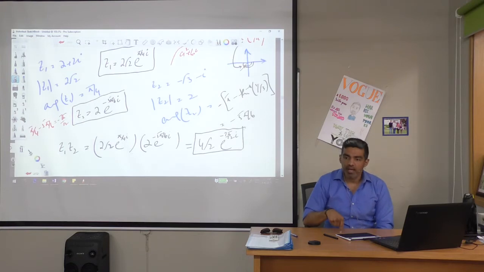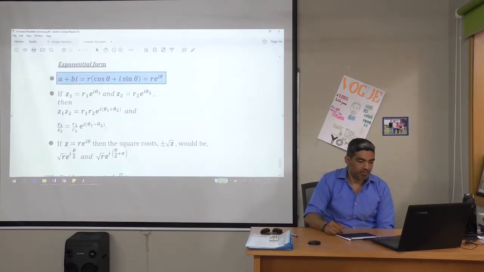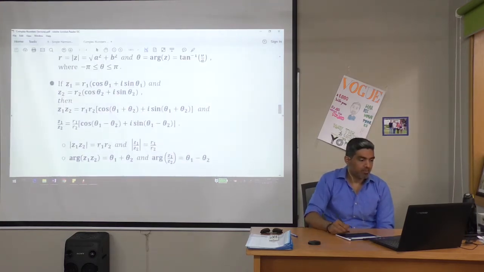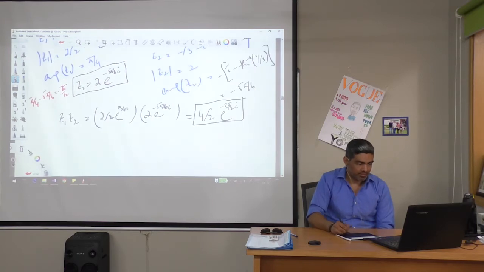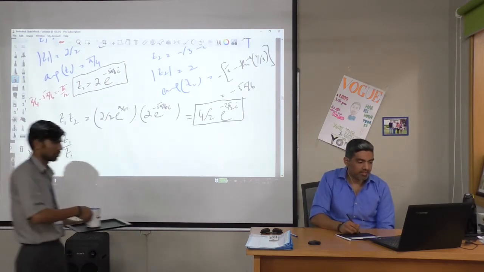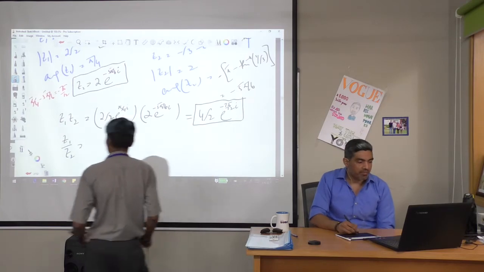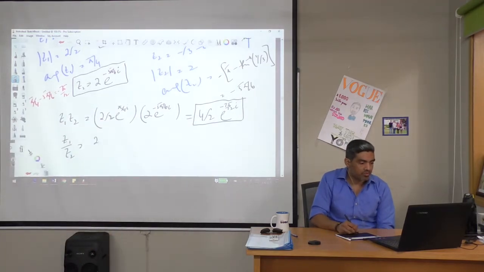Now do you know why we were adding the arguments when we were multiplying the two complex numbers? Now you understand why. Remember, when we multiply complex numbers, we add the arguments. This is the reason why. And when we divide, we subtract. So even over here, if I were to divide, we will end up subtracting. See, z1 by z2, let's say. Okay, let's just treat them as just numbers.